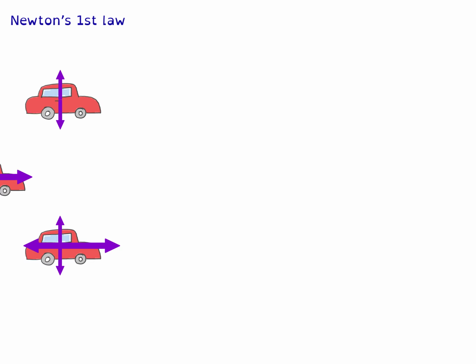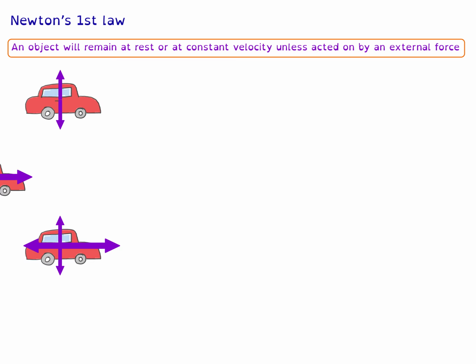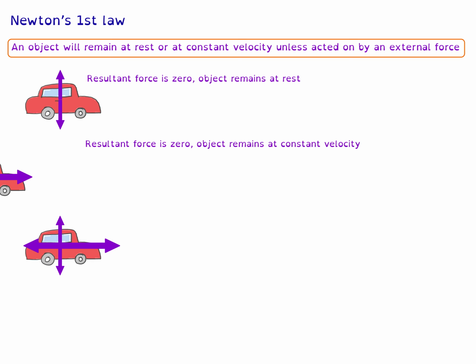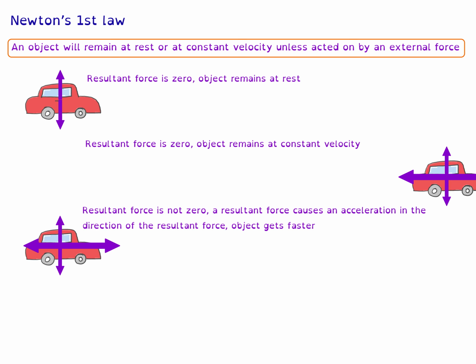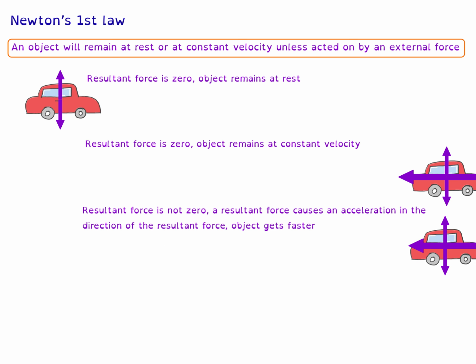This is Newton's first law. An object will remain at rest or at constant velocity unless acted on by an external force. So when the resultant force is zero, an object will remain at rest. Or, when the resultant force is zero, an object will remain at constant velocity. If the resultant force is not zero, a resultant force causes an acceleration in the direction of the resultant force.